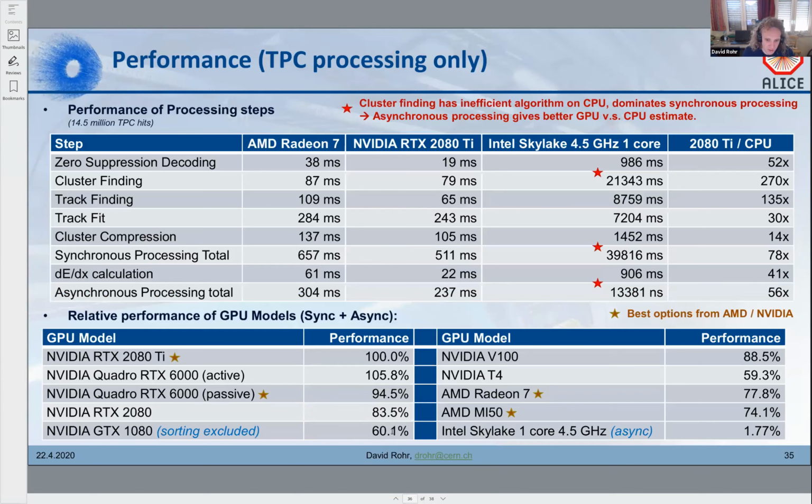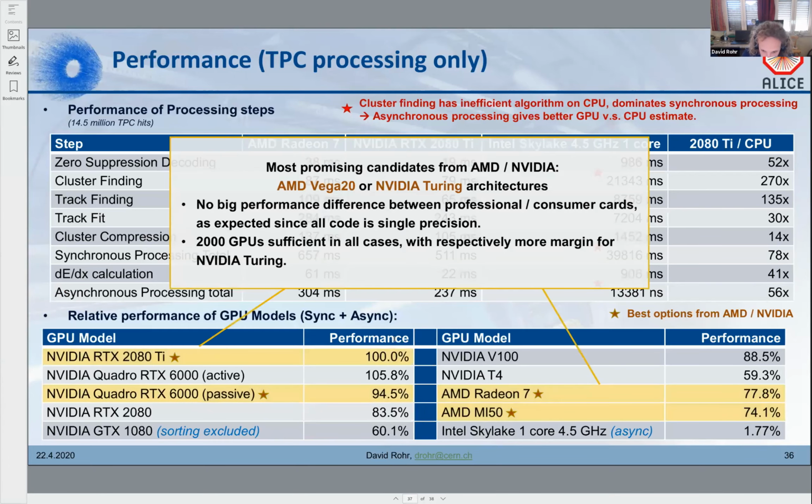Okay, and on the lower part here, I have some more GPU models. So this is just the performance of the GPU model relative to the NVIDIA 2080 Ti GPU. And so looking at this for us, basically there's 2 GPU architectures that look promising. So one is NVIDIA Turing. So this is the 2080 Ti, which is the gaming version, or the Quadro RTX 6000, which is the professional version.